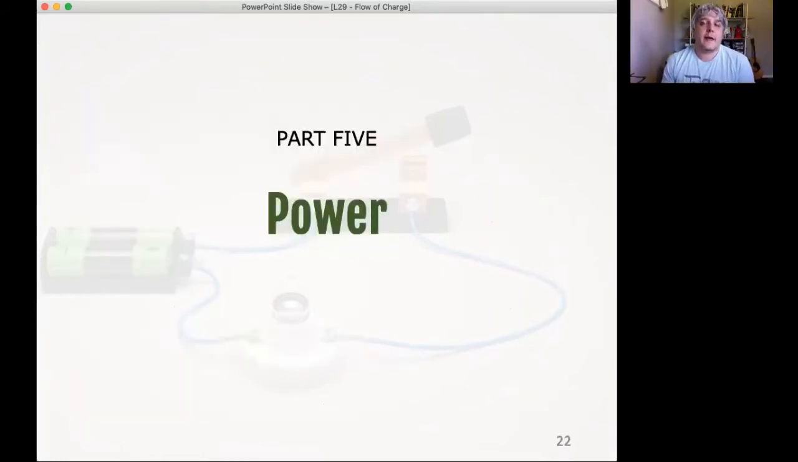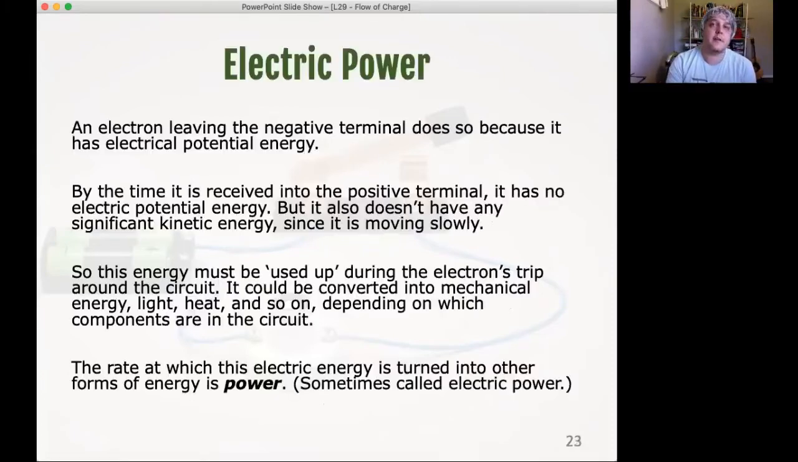Finally, before we get to analyzing circuits, we want to understand power. Power is the same definition as we've met before. An electron leaving the negative terminal does so because it has electrical potential energy. By the time it is received into the positive terminal, it has no electrical potential energy.